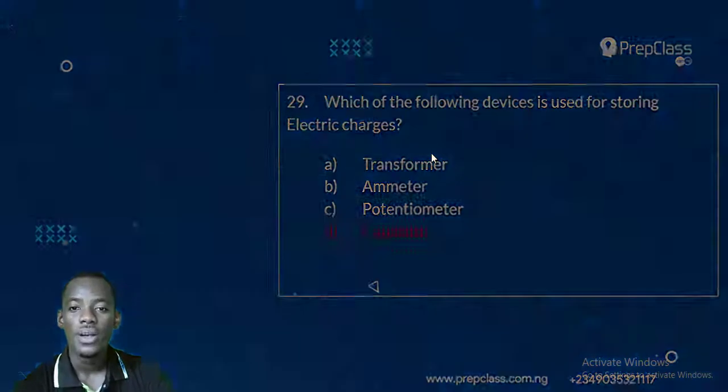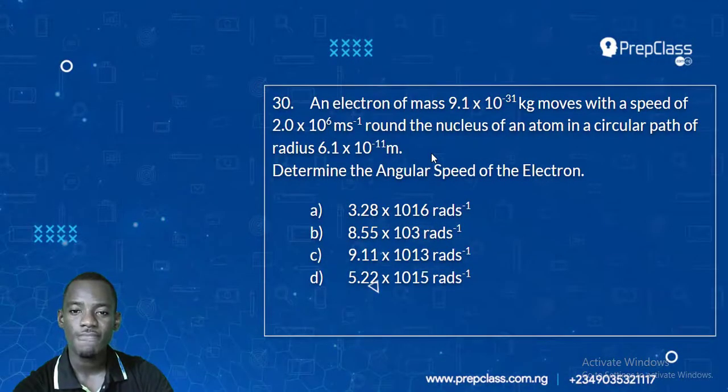And let's check one more before we end it now. This one says an electron of mass 9.1 times 10 to the minus 31 gram moves with a speed of 2 times 10 to the 6 meter per second around the nucleus of an atom in a circular path of radius 6.1 times 10 to the minus 11 meter. Determine the angular speed of the electron. Now, when you see this kind of question, some people's hearts will leap. Oh, this is a serious problem. What will I do here?